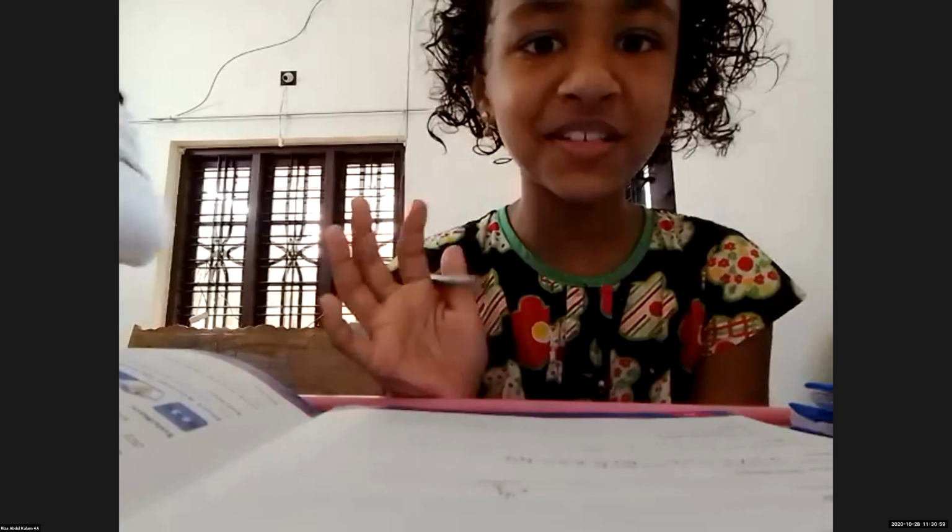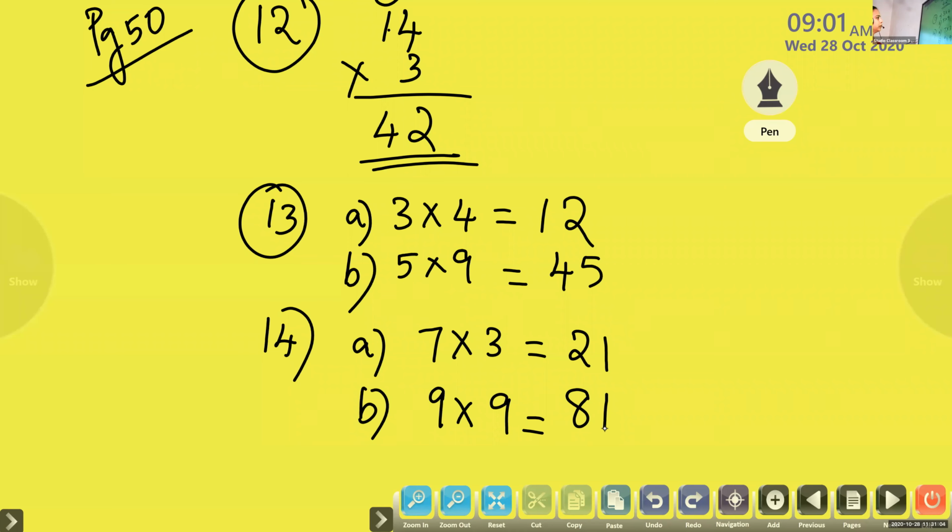If you know the tables, you can do everything faster. This is 14. Very easy. 7 into 3 is 21. 9 into 9 is 81. Okay, children, complete till 16. From 17, we can do next class.